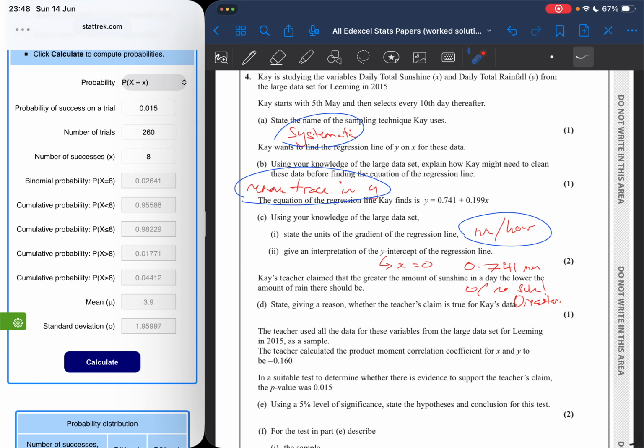The teacher is claiming, well, she's claimed already, that the greater the amount of sunshine in a day, the lower the amount of rainfall. That's not what we've seen, is it? No, we've seen a positive correlation. Okay, state, giving a reason, whether she's true or not. No, you're wrong. You don't know what's going on. So, what's our reason? Yeah, we've got a positive gradient. Positive gradient. That's going to imply a positive correlation.